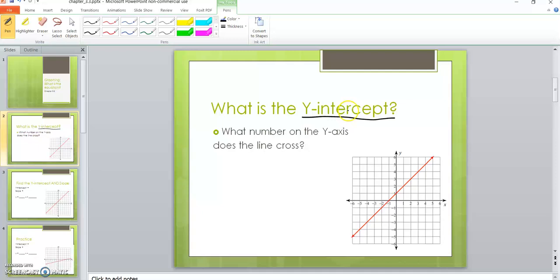So you may have heard of the word intercept before. In this case, it's where the line crosses the y-axis. As a reminder, the y-axis is right up here, and it just goes straight down. So you can see where our line crosses, and it crosses the y-axis at 1. So our answer in this case is 1. Let's move on.